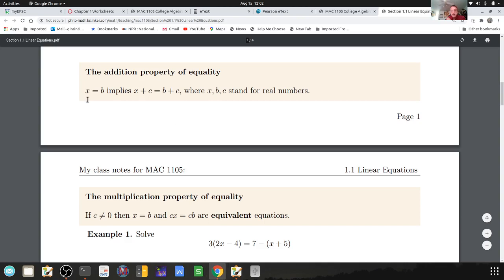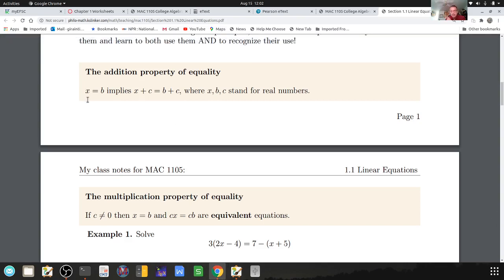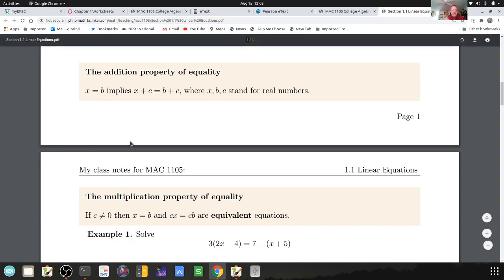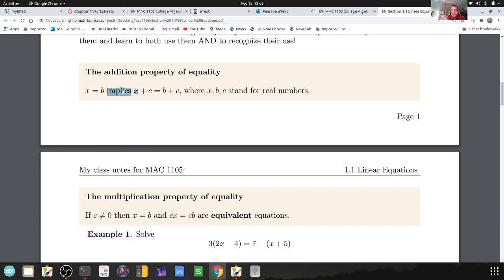So here is the way I state it. It's a very mathematical way, and then I'll give you a visual way. I'll state it one way and then I'll state it another. x equals b implies x plus c is equal to b plus c, where x, b, and c stand for real numbers. So wow, what does that mean? Implies is just another way to say this is the following. If x equals b, then x plus any number c is also equal to b plus any number c.